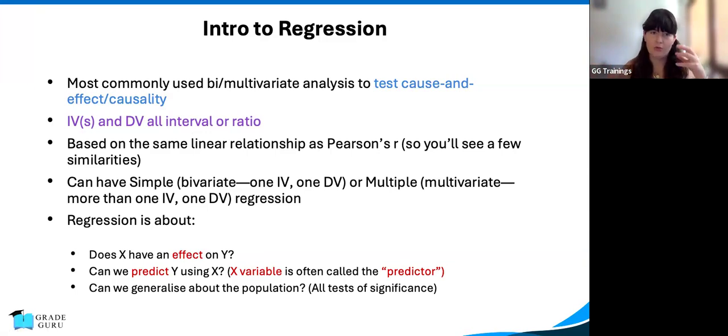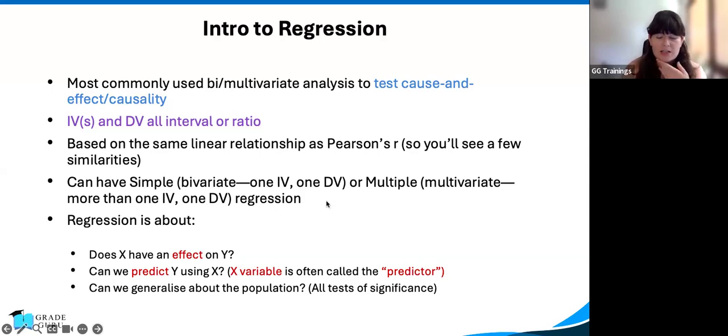If you plotted raw data on a graph, it would be a scatter plot, right? And the regression line that runs through the scatter plot is literally your regression. So you can think of regression almost as the test of significance version of Pearson's R. You're going to notice some similarities between this and Pearson's R. You can have a simple regression, which is a bivariate situation where you only have one IV and you always only have one DV. Or you can have a multiple regression, which is the multivariate option, where you have more than one IV. But you always only have one DV.